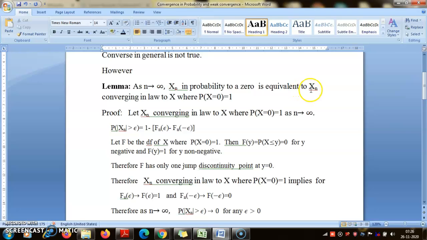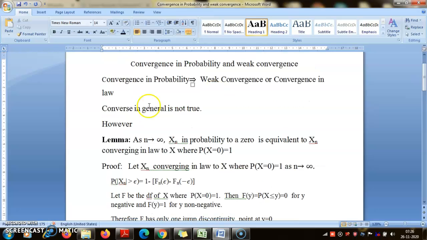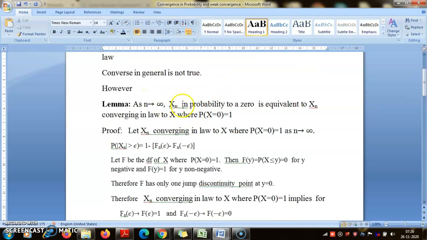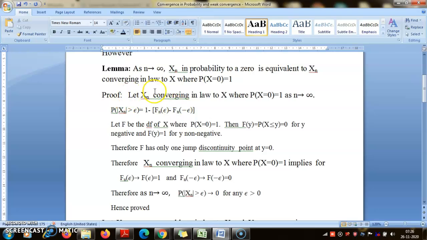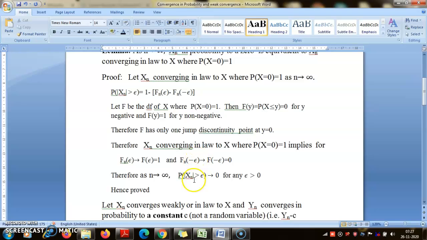then it is equivalent to Xn converging in law to a random variable X, where probability X equal to 0 is 1. Now, since convergence in probability implies weak convergence, one part of the result is trivial. To prove the converse, suppose Xn converges in law to X, where probability X equal to 0 is 1. Then we are to prove that Xn converges in probability to 0, that is, for every epsilon, probability mod Xn greater than epsilon goes to 0 as n tends to infinity.